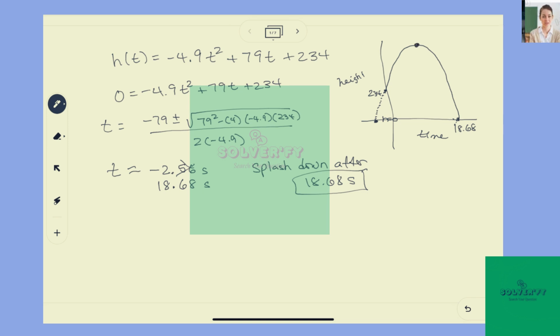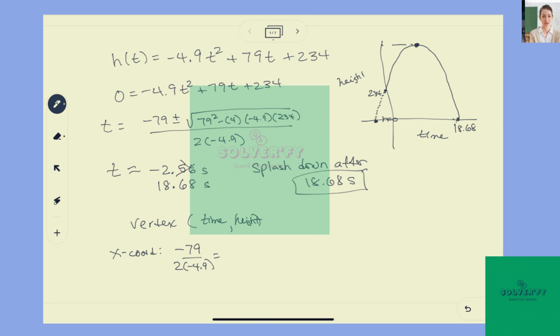Okay, the second part is, how high does the rocket get? So I want to know this point, right? Because that's the maximum height. Well, that's the vertex. And the vertex is going to give me a coordinate. It's going to give me the time and the height. So the first thing I'm going to do is figure out the time it reaches max height. And that's going to be the x coordinate. To get that, I take opposite of b over 2a.